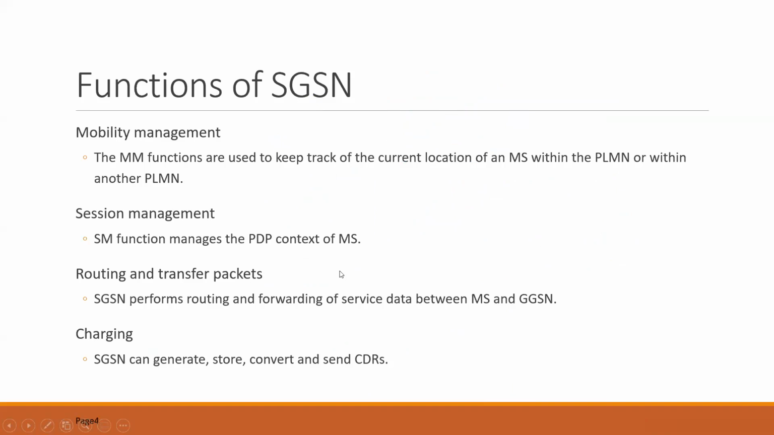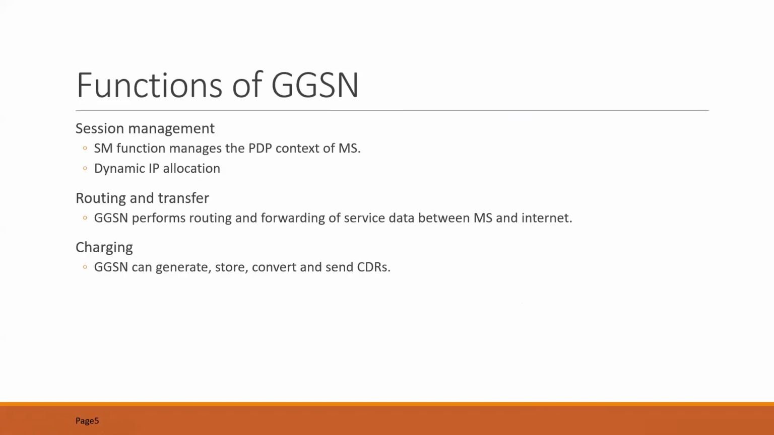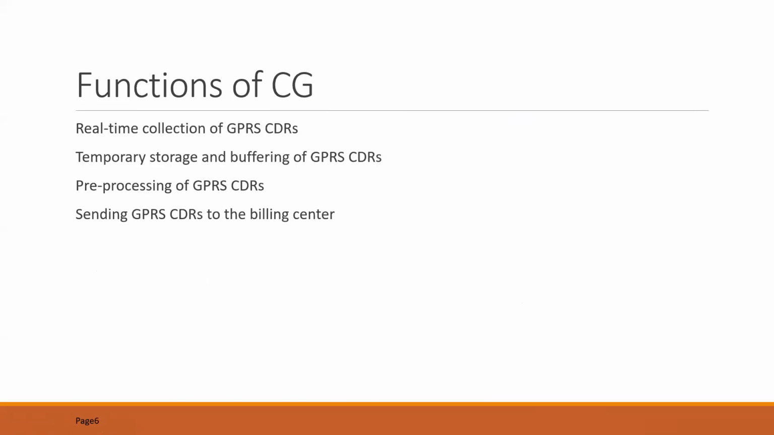Functions of different NEs, I have updated this. You guys can have a look at this afterwards. The basic function of SGSN: mobility management, session management, routing and transfer of packets, and charging. For GGSN it is session management, routing and transfer, and charging. For the charging gateway, it's real-time collection of CDRs. It stores the CDRs, pre-processes the CDRs, and then sends the CDRs, or the billing center fetches the CDRs from the charging gateway.